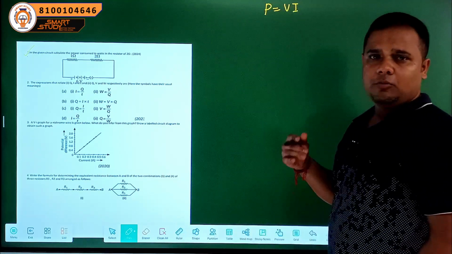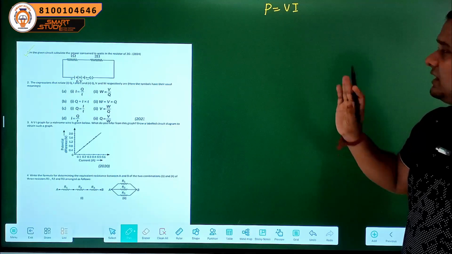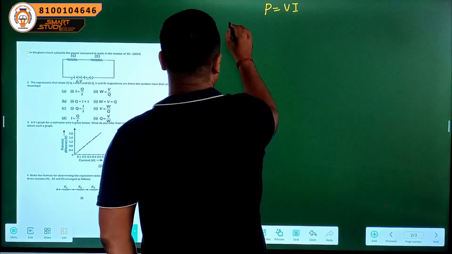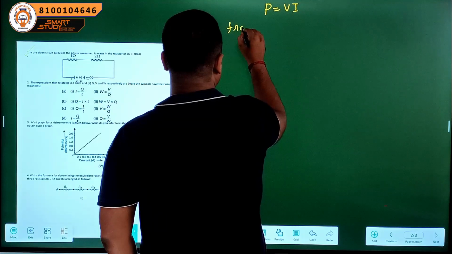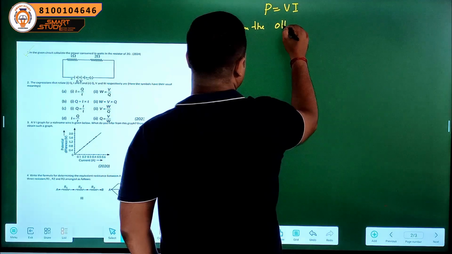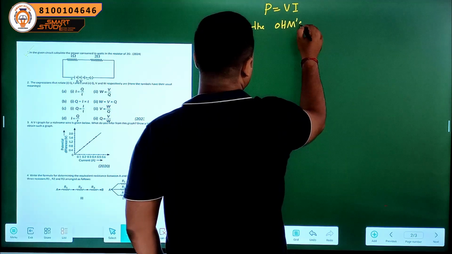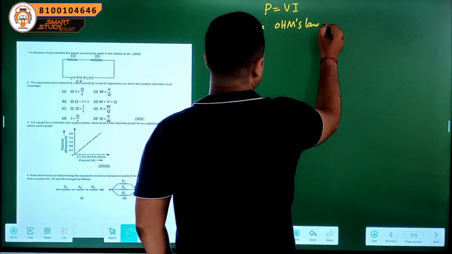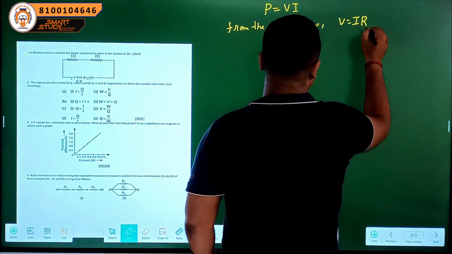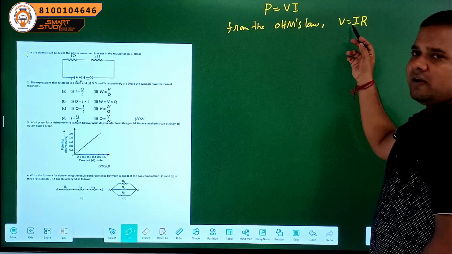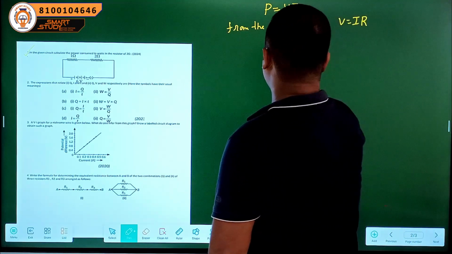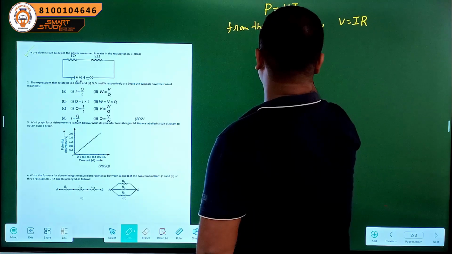We can write the formula for power in two ways, either P equal to VI, or from Ohm's law. What do we know? We know that V equal to IR. So if we put the value of V equal to IR in that equation, we will get P equal to I square R.